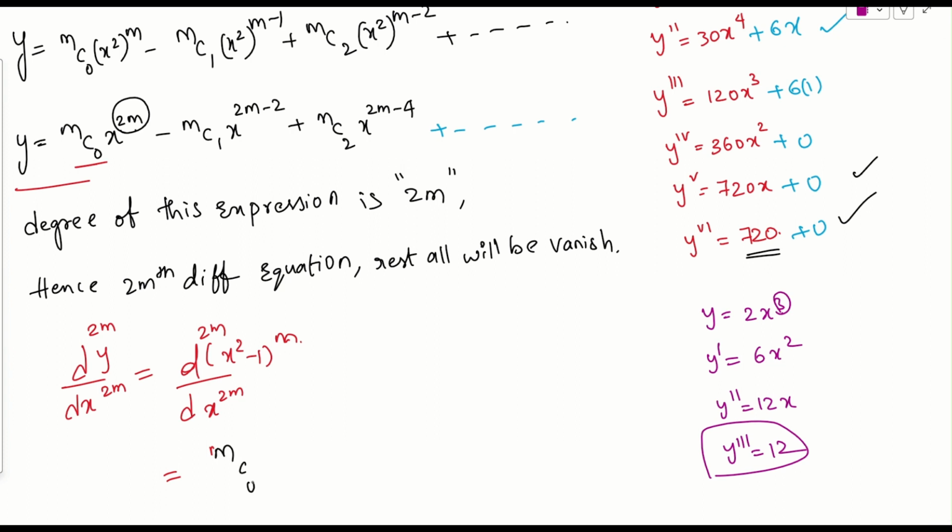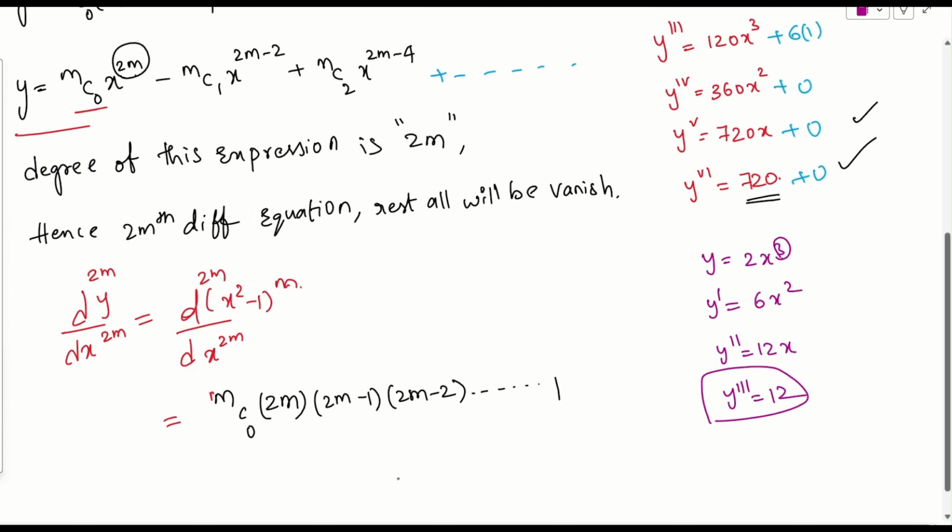If you apply the first derivative, 2m comes out. Then it will be 2m minus 1. For the second derivative, 2m minus 1 comes out, and for the third derivative, 2m minus 2 comes out. Similarly, up to 1 will come out. Is it okay? Yes. If you feel, ma'am, I'm not getting how you got it, I'll help you.